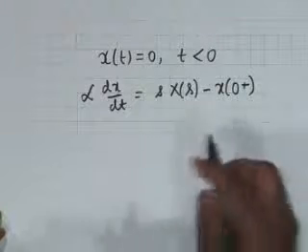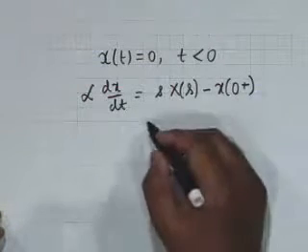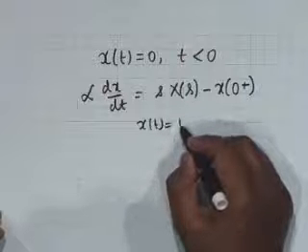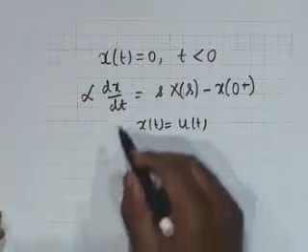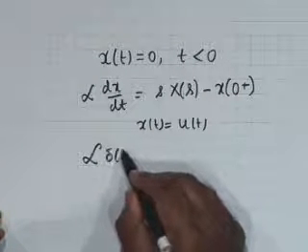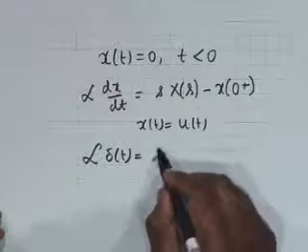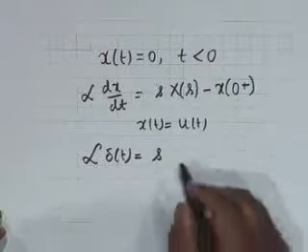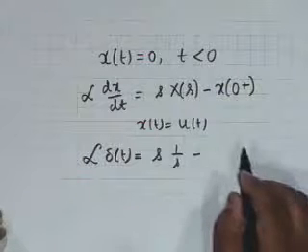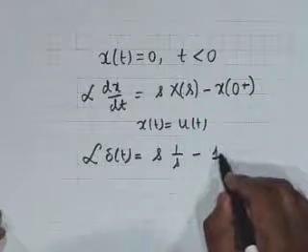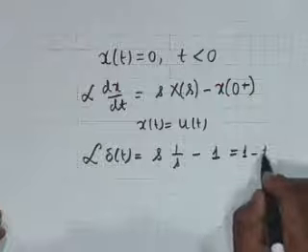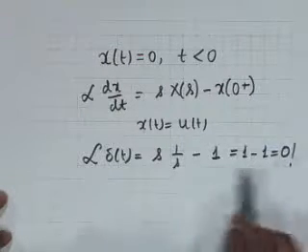The question was raised, suppose x of t is u of t, then Laplace of dx dt, that means Laplace of delta t, should be equal to s times Laplace of x of s, which is 1 by s, minus u of 0 plus, which is 1, and therefore it should be equal to 1 minus 1 equal to 0.